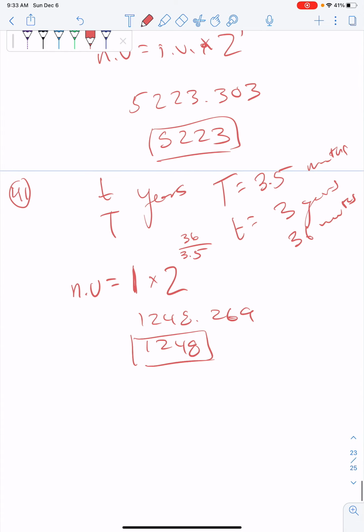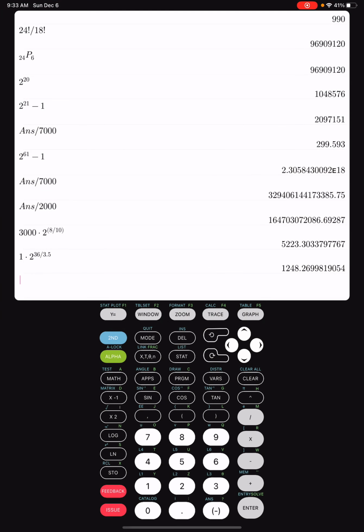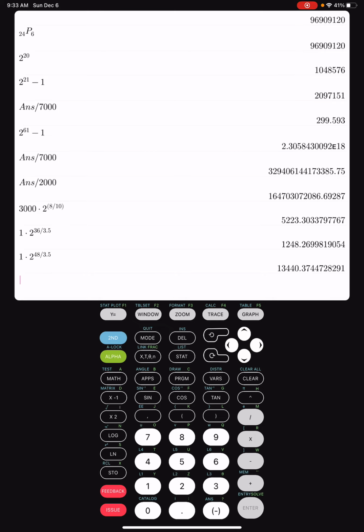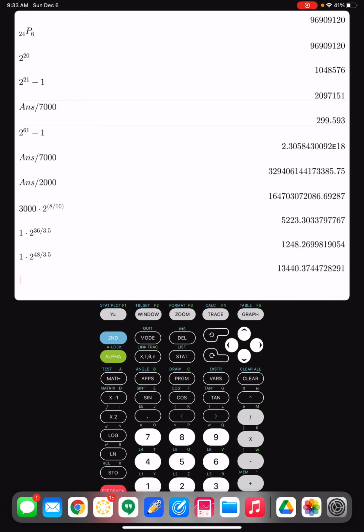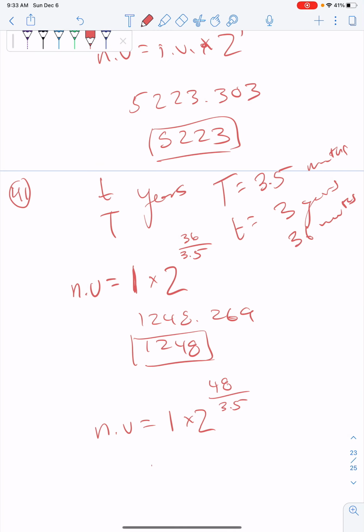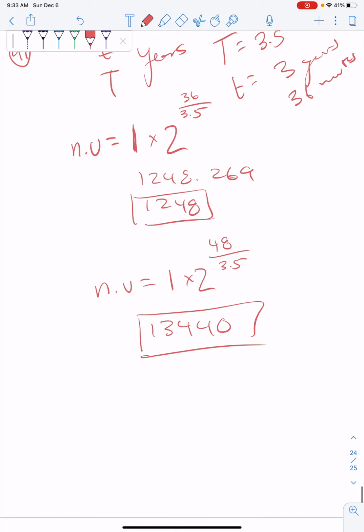Then it wants to know after 4 years. So my new value is still equal to 1 times 2, but this time I'm going to go for 4 years. 4 years is 48 months divided by 3.5. So 1 times 2 raised to the 48 divided by 3.5. And I get 13,440, since I'm rounding to the nearest whole number. Okay, number 42.